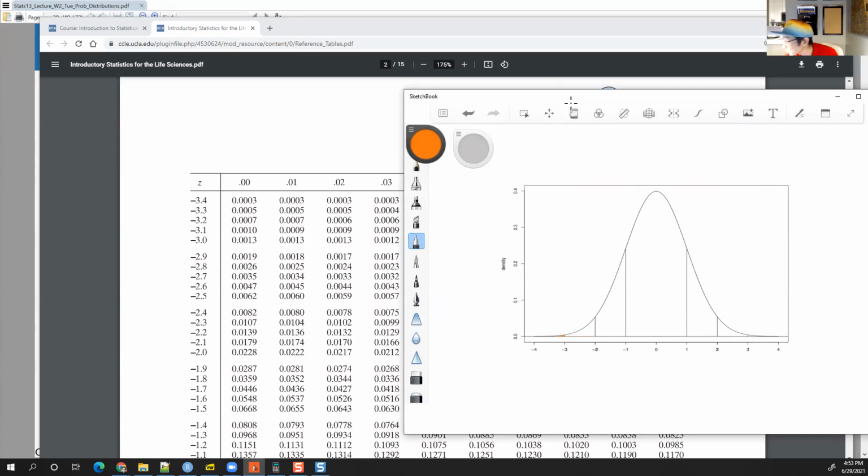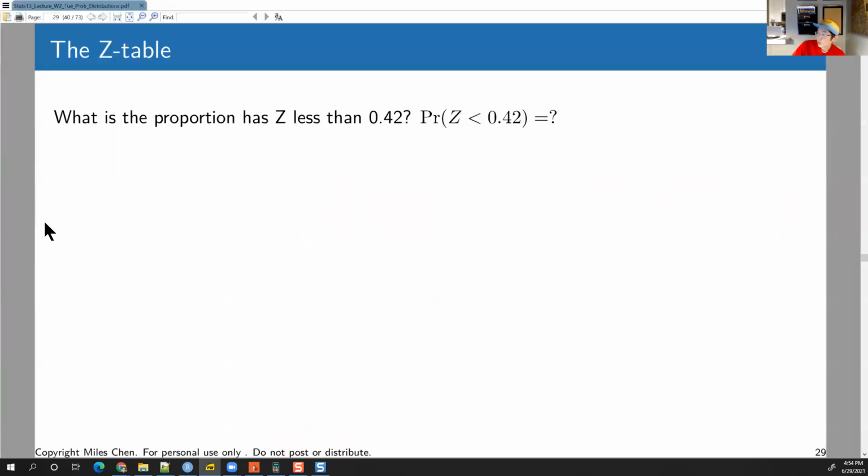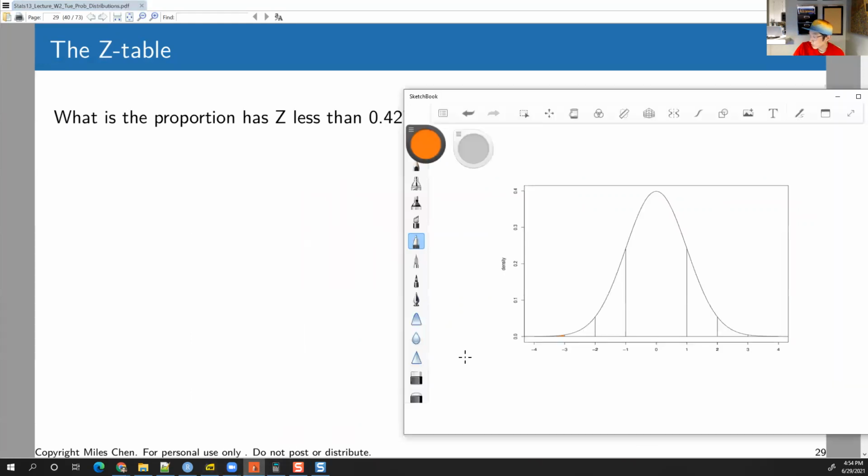Okay, that little piece right there, everything to the left of negative 3.0, would be 0.0013. Now, what we're asking is what proportion has z less than 0.42? So here I'm going to draw a line between 0 and 1. I'm just eyeballing this, but let's say 0.42. I'm going to just draw a line right there.